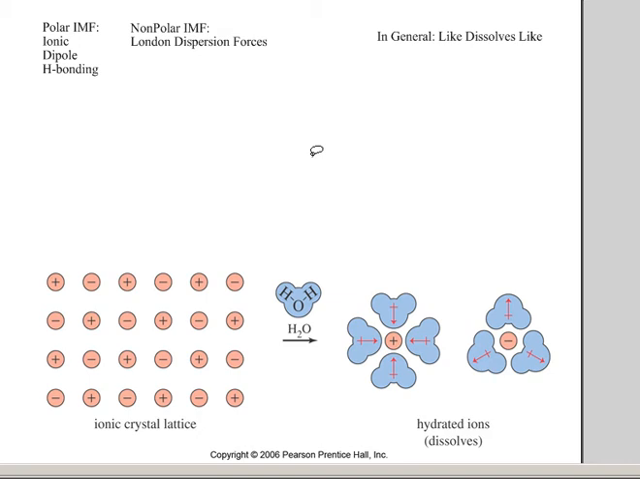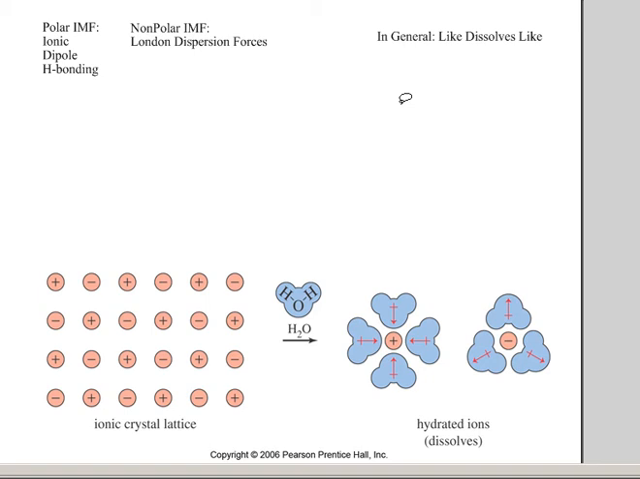and nonpolar intermolecular forces. The polar intermolecular forces are anything involving ions or ionic interactions, dipole interactions like dipole-dipole intermolecular forces, and hydrogen bonding. The nonpolar intermolecular forces are generally only London dispersion forces. And in general, the general rule we can use for determining if one thing is soluble in another is like dissolves like. Things with similar intermolecular forces will dissolve in one another.